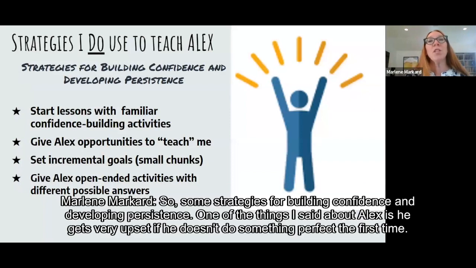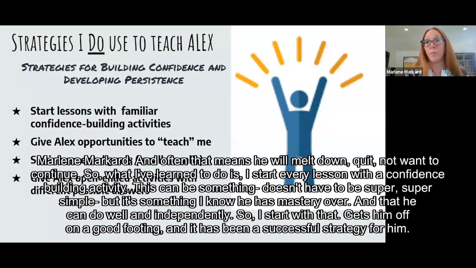So some strategies for building confidence and developing persistence. One of the things I said about Alex is he gets very upset if he doesn't do something perfect the first time. And often that means he will melt down, quit, not want to continue.